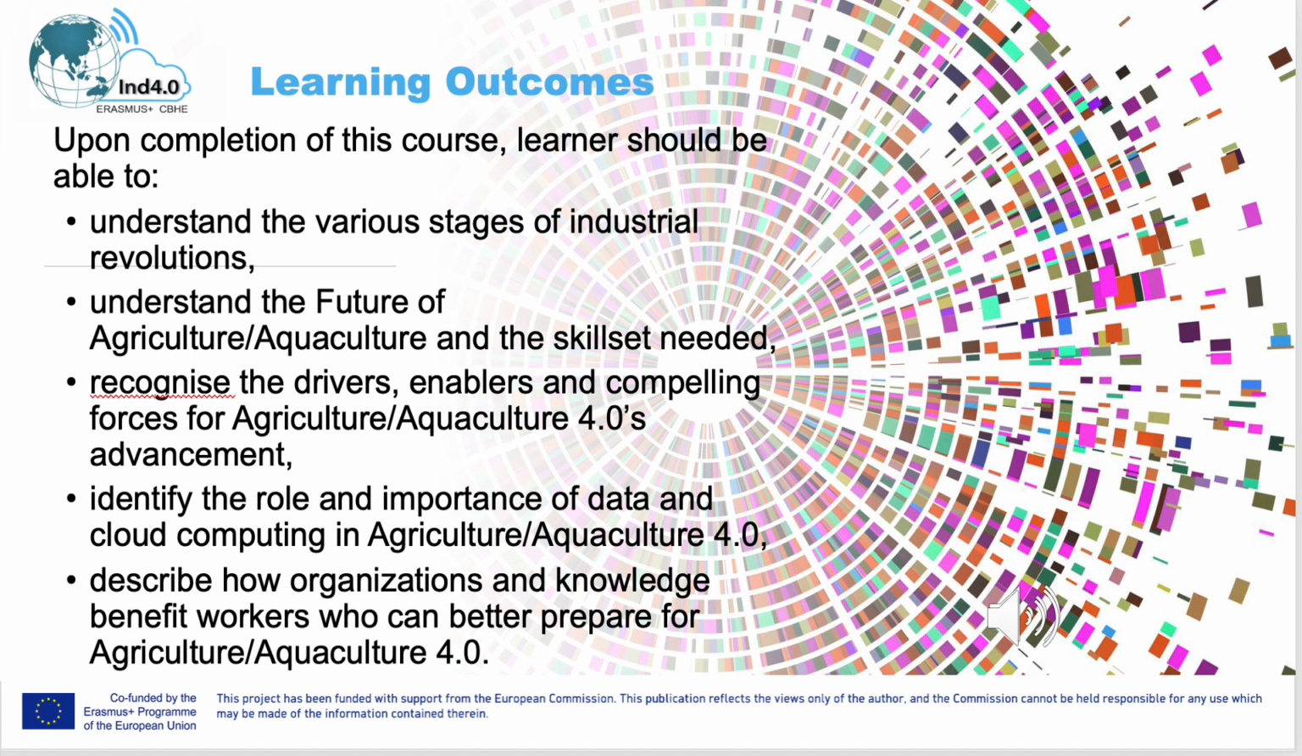At the end of this course, the learner should be able to understand the various stages of industrial revolutions, understand the future of agriculture and aquaculture and the skill set needed, recognize the drivers, enablers, and compelling forces for agriculture and aquaculture 4.0's advancement, identify the role and importance of data and cloud computing in agriculture and aquaculture 4.0, and finally, describe how organizations and knowledge benefit workers who can better prepare for agriculture and aquaculture 4.0.